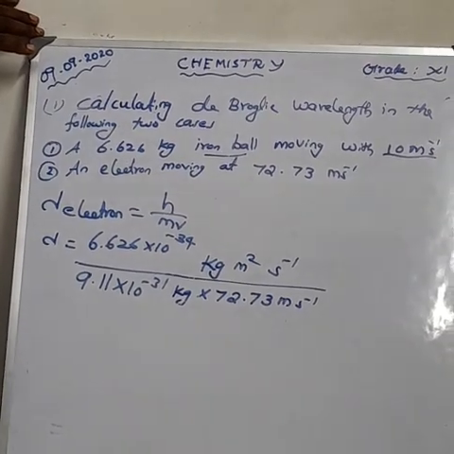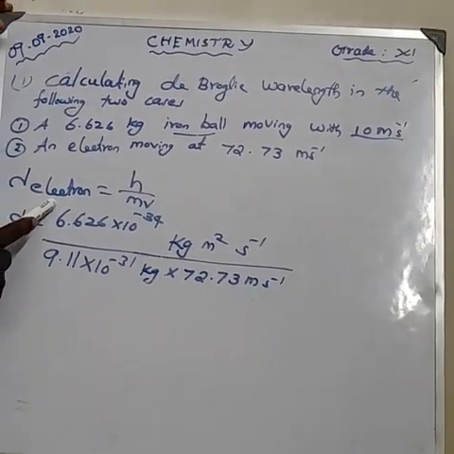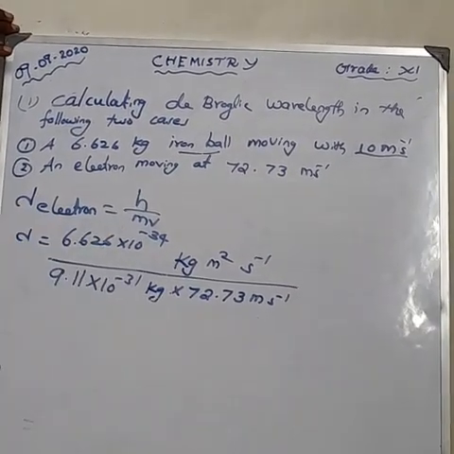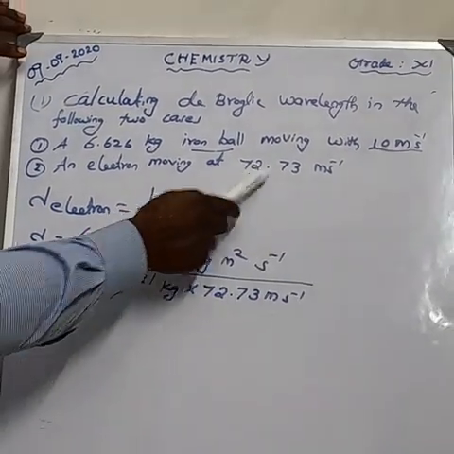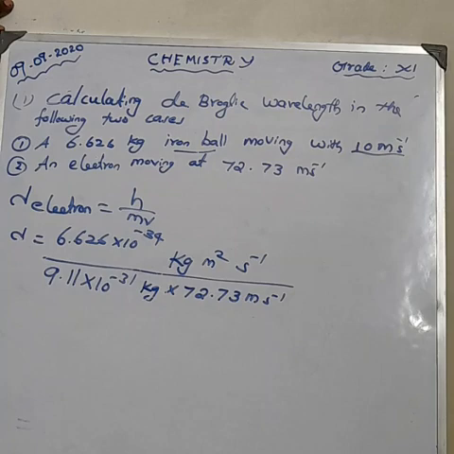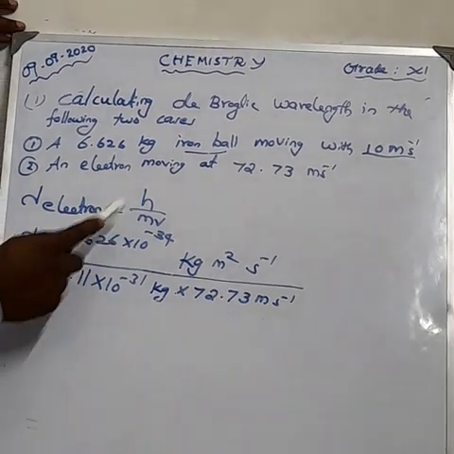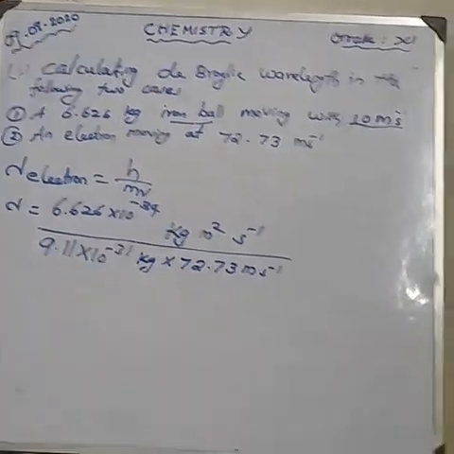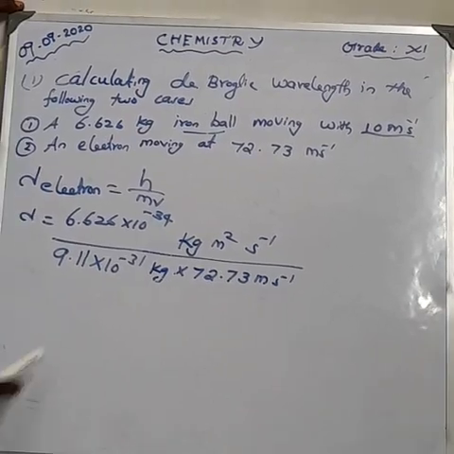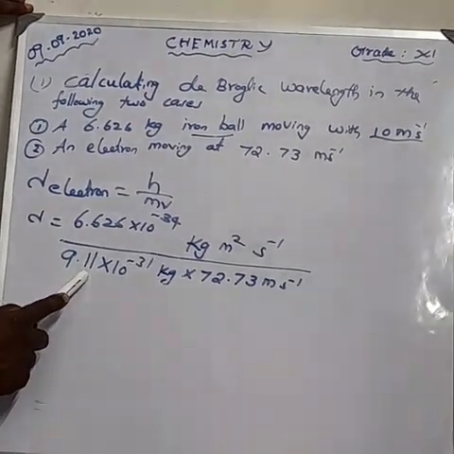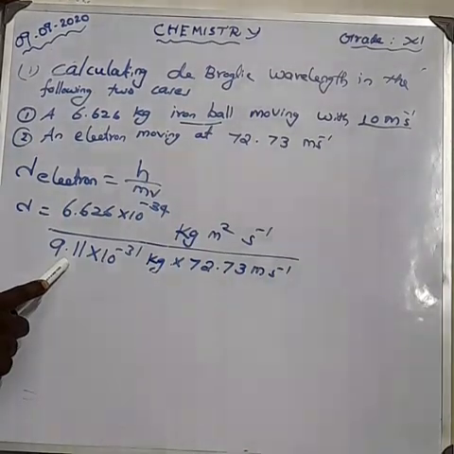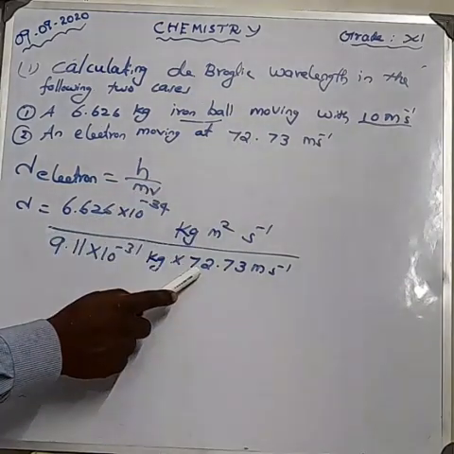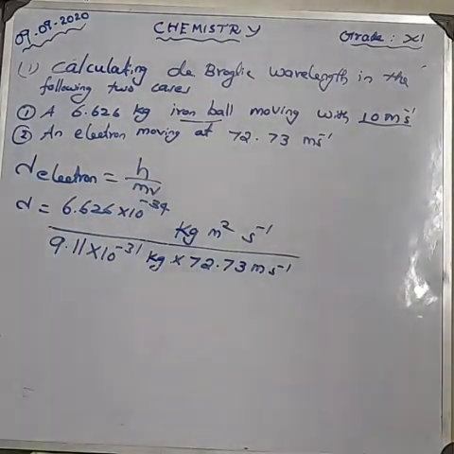Already I told you about the formula. Lambda for an electron is equal to h by mv. h is the Planck's constant, m is the mass of the electron, and v is the velocity already given in the data. So lambda is equal to h value 6.626 into 10 to the power minus 34 kilogram meter square second inverse, divided by the mass of an electron. What is the mass of an electron? 9.11 into 10 raised to minus 31 kilogram, into the velocity 72.73 meter per second.